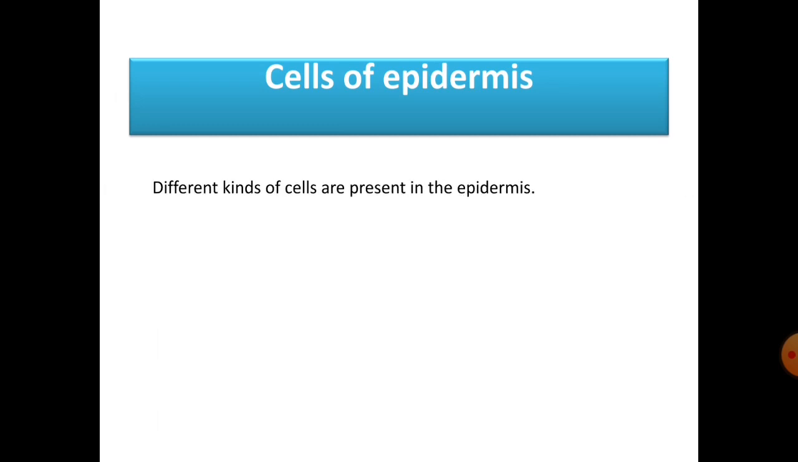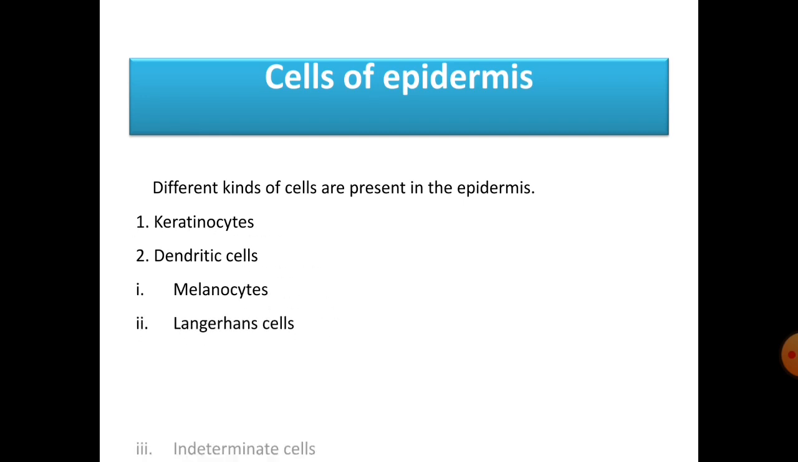Different kinds of cells are present in the epidermis, like keratinocytes and dendritic cells. Dendritic means which contain branching structure or possess processes. So the cells which possess the processes or branching structure are called dendritic cells, and they include melanocytes, Langerhans cells, indeterminate cells, and the third one, Merkel cells. So these kinds of cells are located in the epidermis.